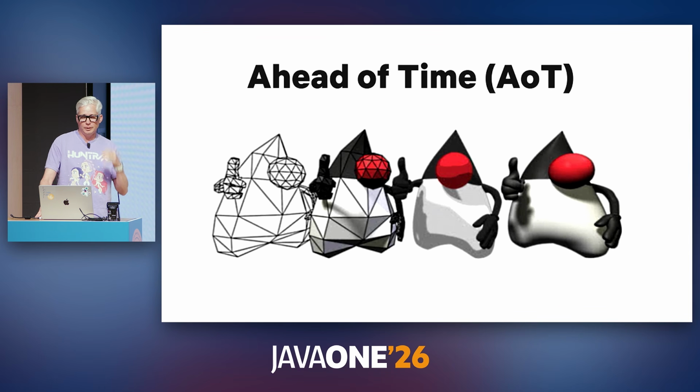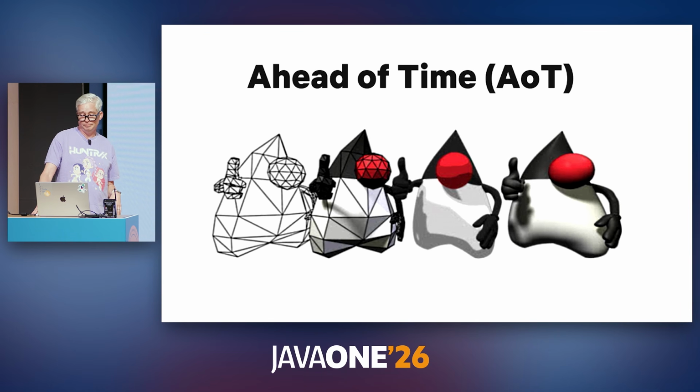Some of those things like class linking and loading are a significant part of an application startup. And those can now be performed ahead of time or AOT. We're going to refer to AOT quite a lot in the following slides, so just good to understand that means that we're doing things before we launch our production JVM.